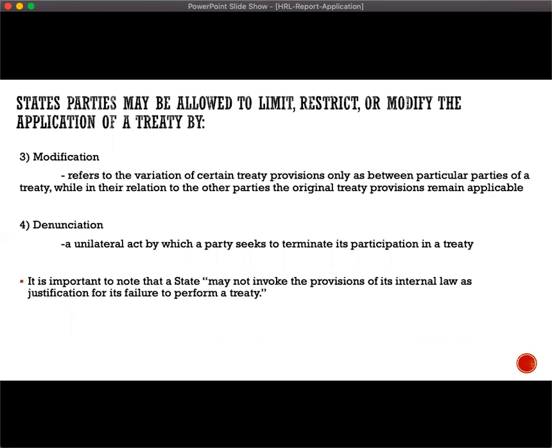Another one is through modification. Modification refers to the variation of certain treaty provisions only as between particular parties of a treaty, while in their relation to other parties, the original treaty remains applicable. Another one is denunciation, a unilateral act by which a party seeks to terminate its participation in a treaty. It is important to note that a state may not invoke the provisions of its internal law as justification for its failure to perform a treaty.